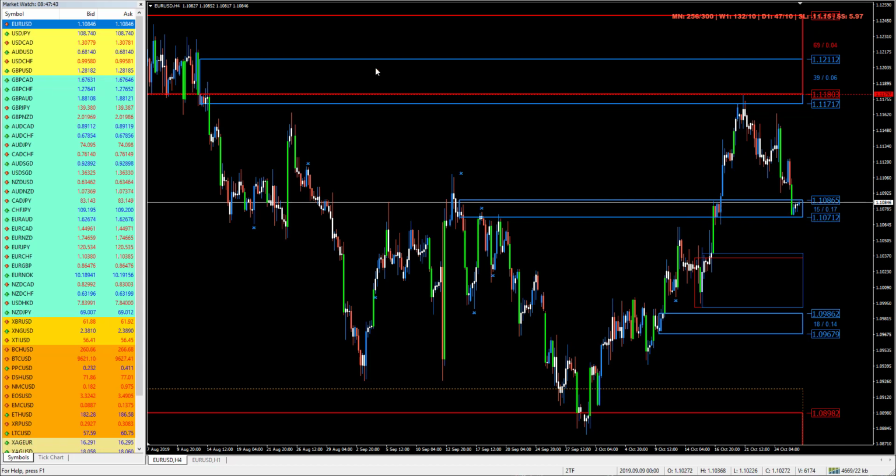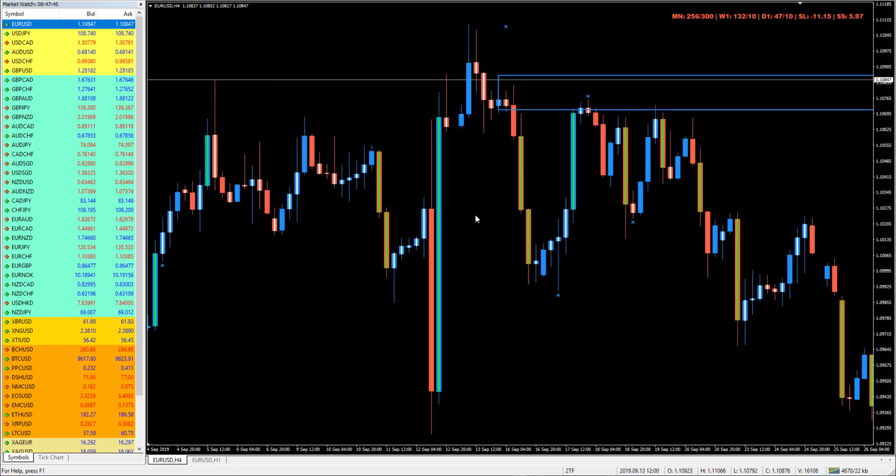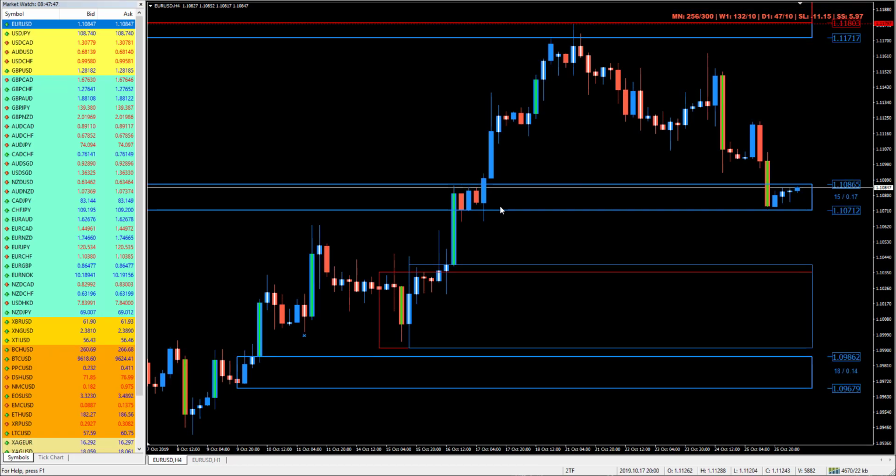Okay, the candle that left, where is it? Let's look. The candle that left is this one. This one managed to close and trade above it. And when price left here, it did not come back. This is the first time back.